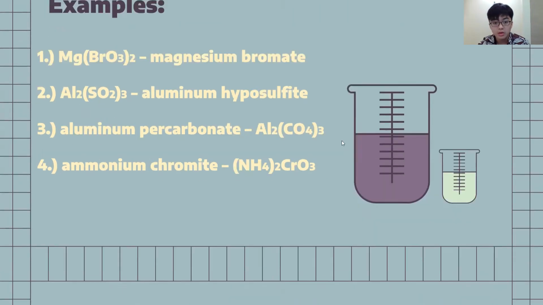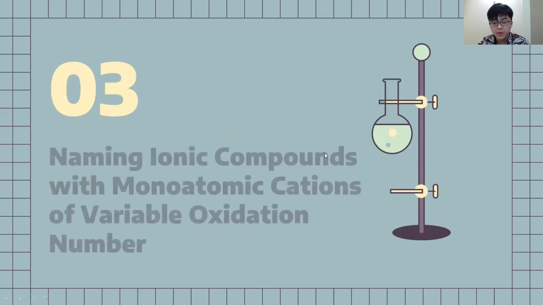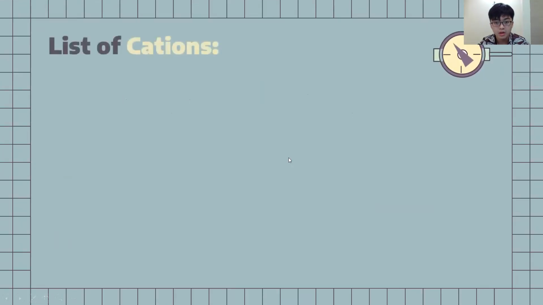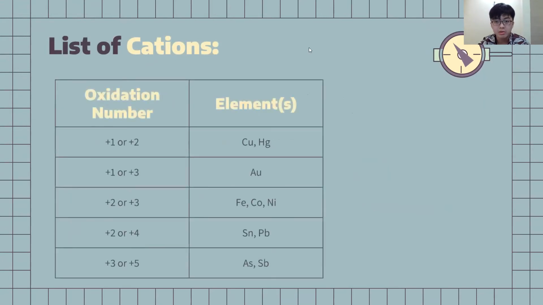Let's continue. So the last one, I'm going to discuss naming ionic compounds with monoatomic cations of variable oxidation number. Here is the list of cations. As you can see in the table below, here are the oxidation numbers and here are the elements. First we have plus 1 or plus 2, and the elements are copper and mercury.